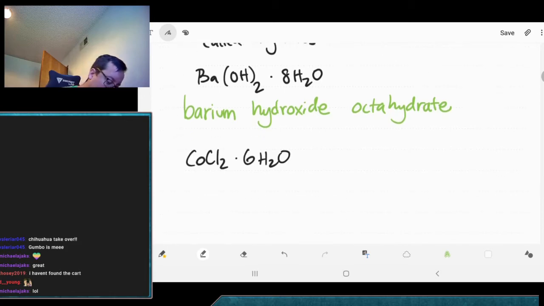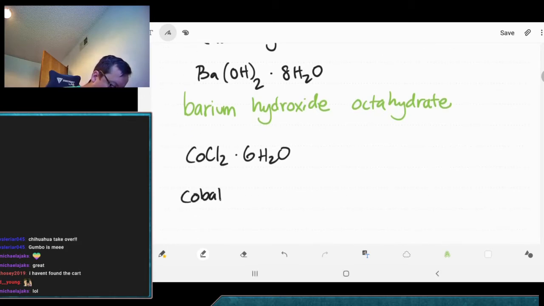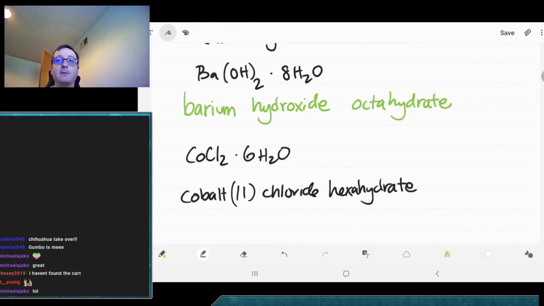Something like this would be cobalt II chloride hexahydrate. And we're going to see sometimes certain compounds can have all sorts of different hydrates, so it's just a way of talking about how many are on it.